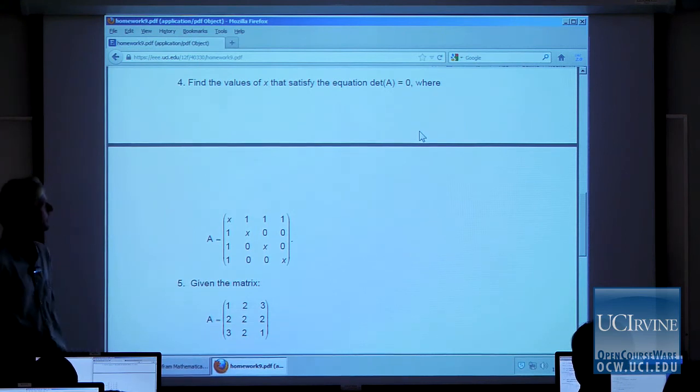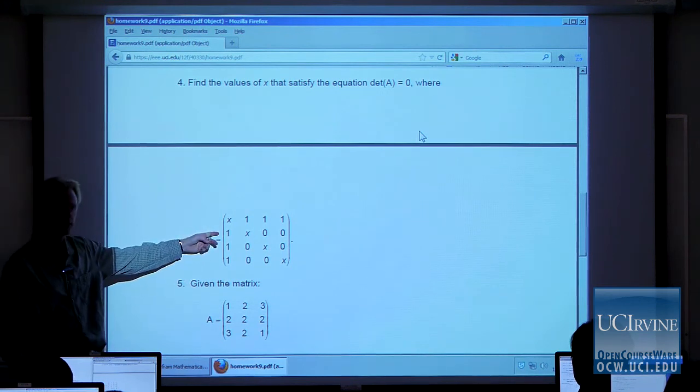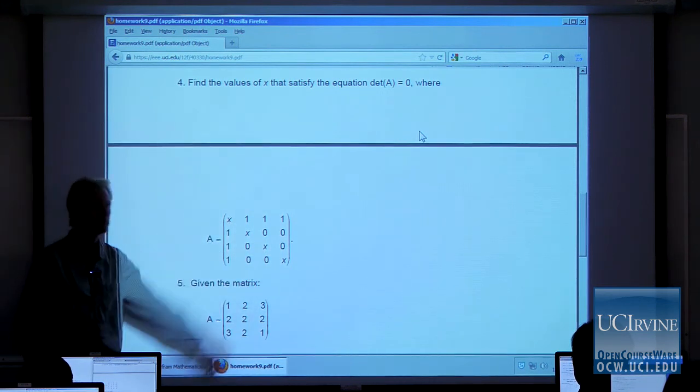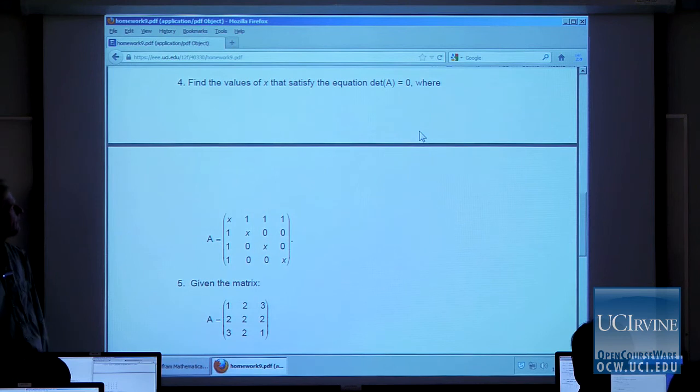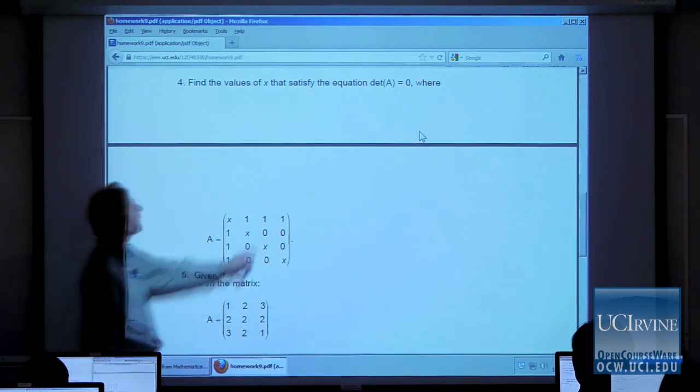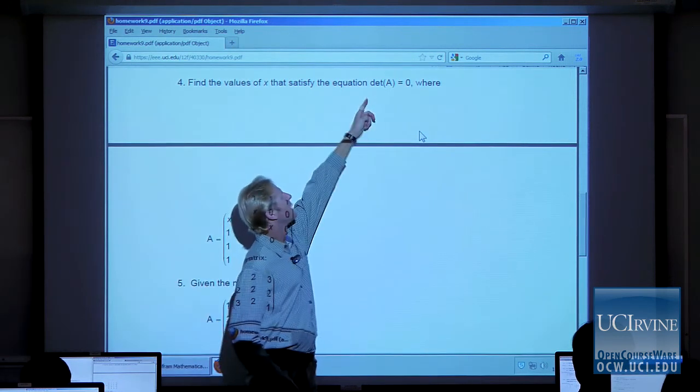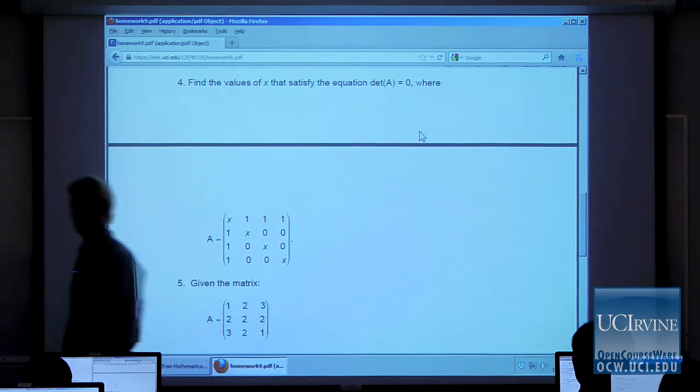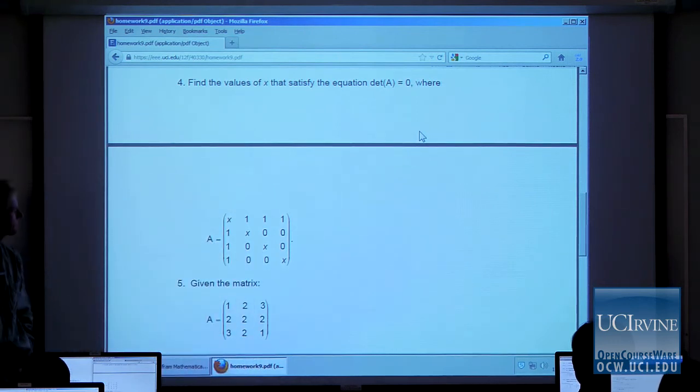The next thing I want you to do is put in this matrix, which has some variable x in it, and then just use the solve command to solve the equation determinant of A equals 0. Solve for x. This is a 4 by 4 matrix, so there should be 4 roots, and you'll get them. And once you enter the matrix, it should be one line.